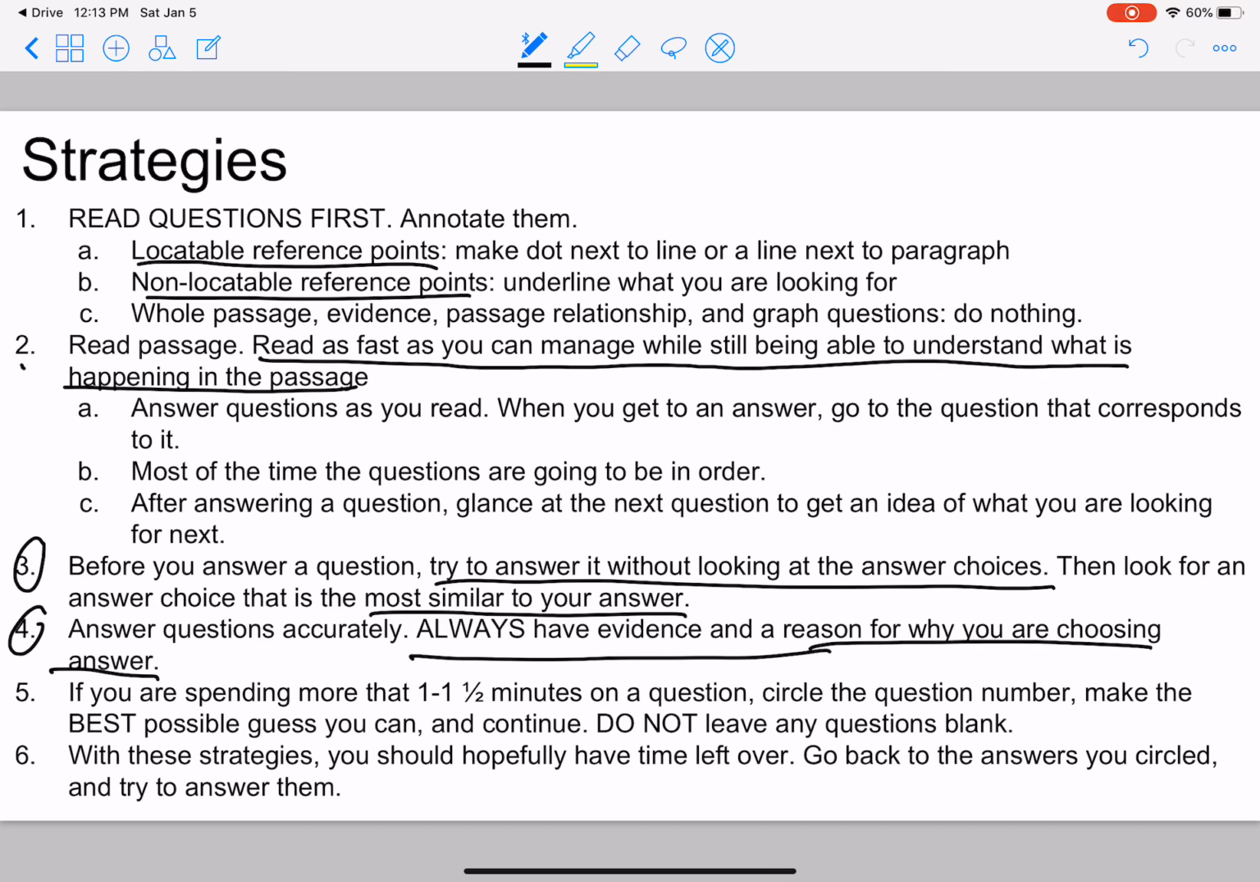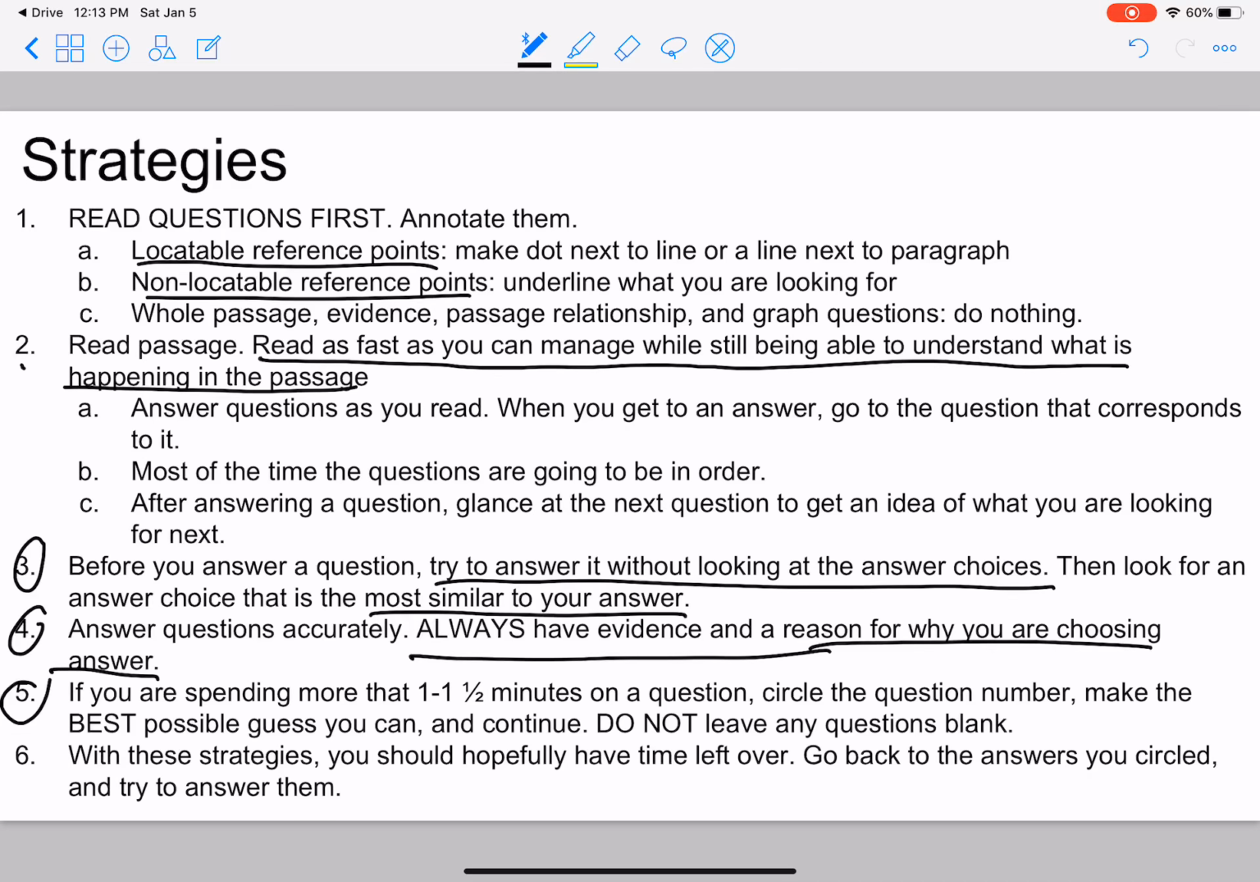This is even going to help you with the evidence question. So after you answered that question, you already located the evidence for why that answer is that. So then you just have to match the line that you used as evidence with the line number from the evidence question. So that's even going to save you even more time.